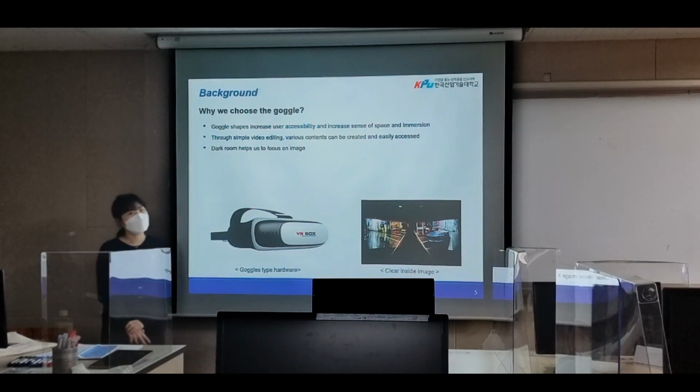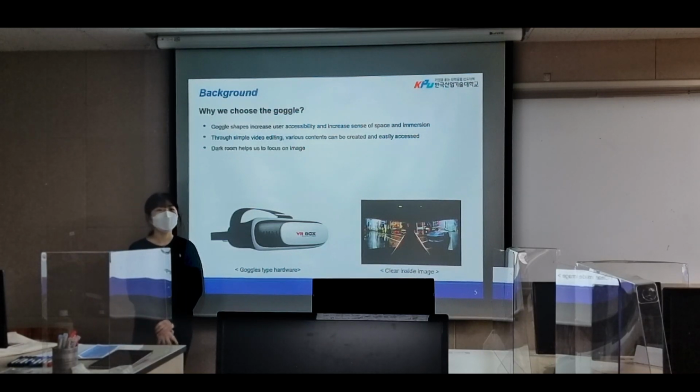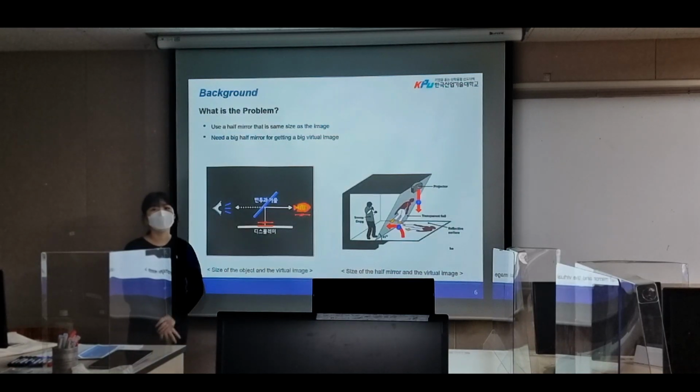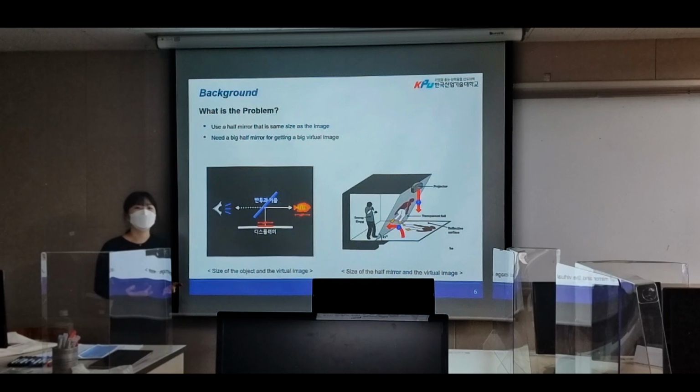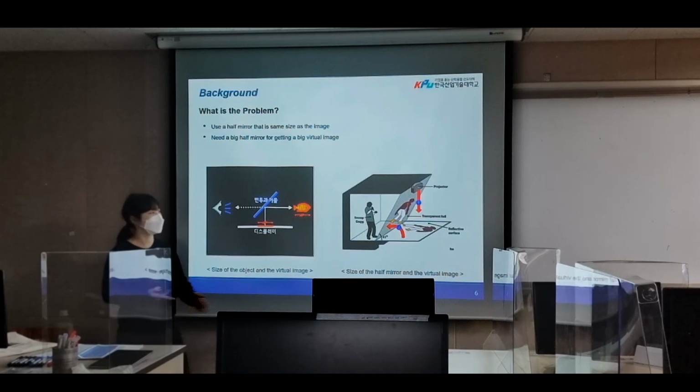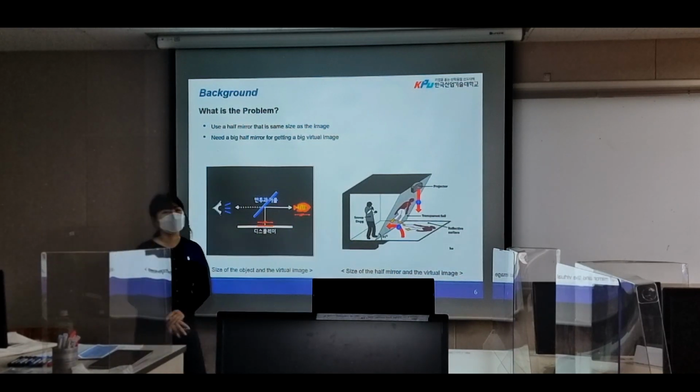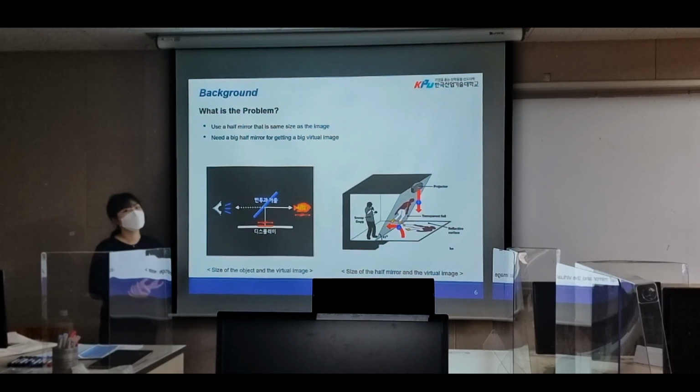And just by editing video, we could create various types of content, and it makes us to use it more accessible. However, for existing technology, there is a huge problem that the size of the virtual image is same as the object. So we have to use the same size mirror with the image. That means if you want to make the bigger virtual image, like human size image, you have to prepare the much bigger sized half mirror. So we had to find a way how to get the magnified image by using the small half mirror.